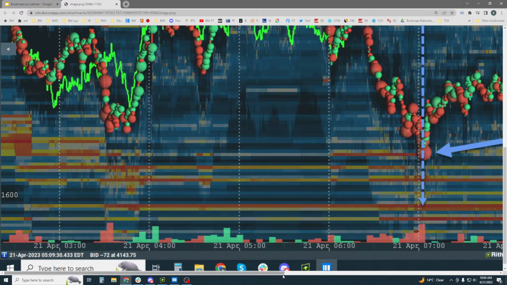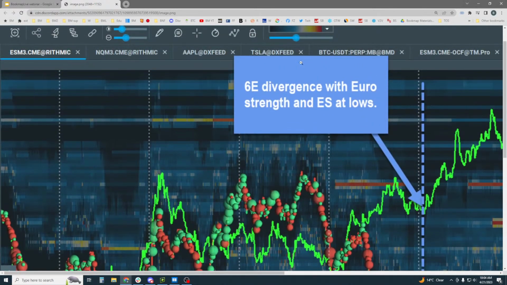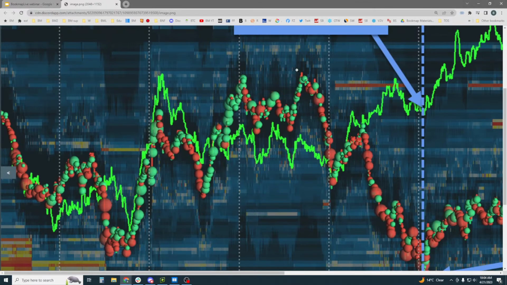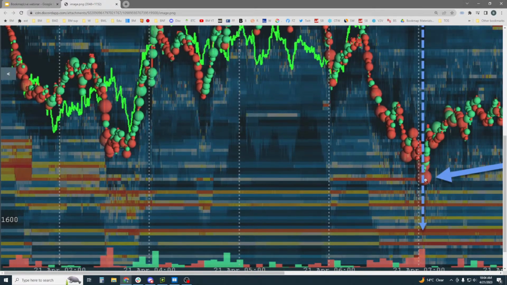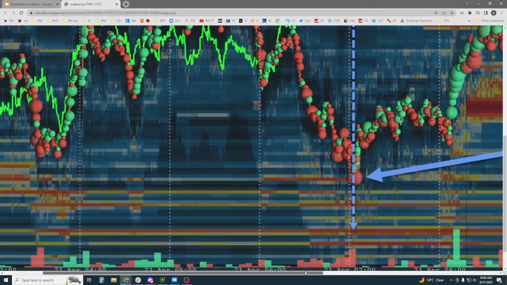Now, this is what's important to understand here. There is something wrong with the pricing. This correlation with the 6E: there's euro strength, but the S&P is selling off. That's not the way it's typically been acting. All right, now what do we have here in the S&P that gives us more information? Well, we have a few different things.